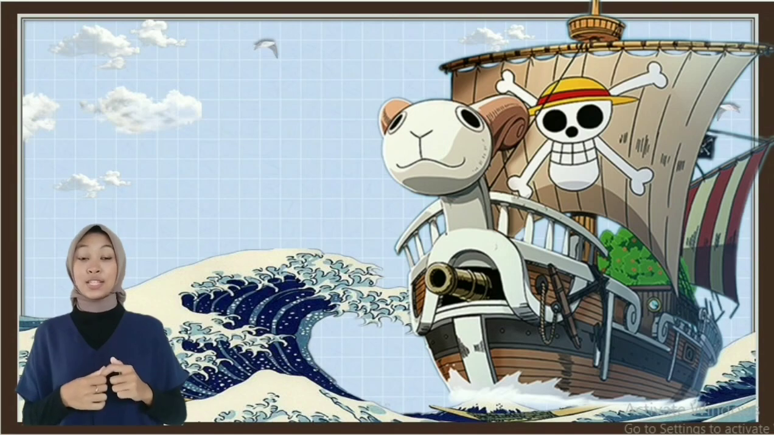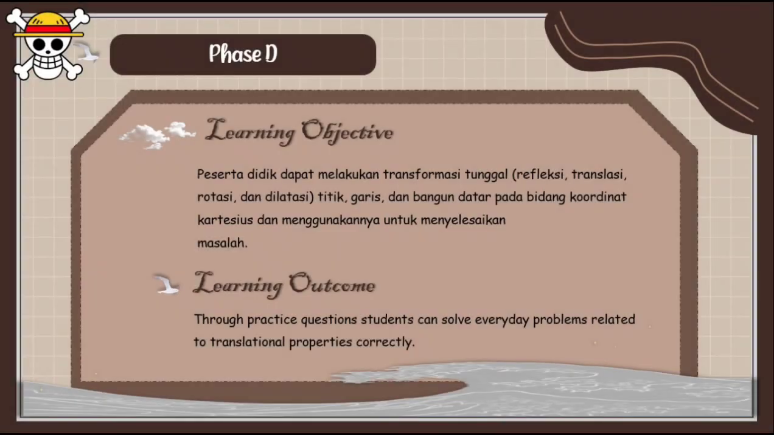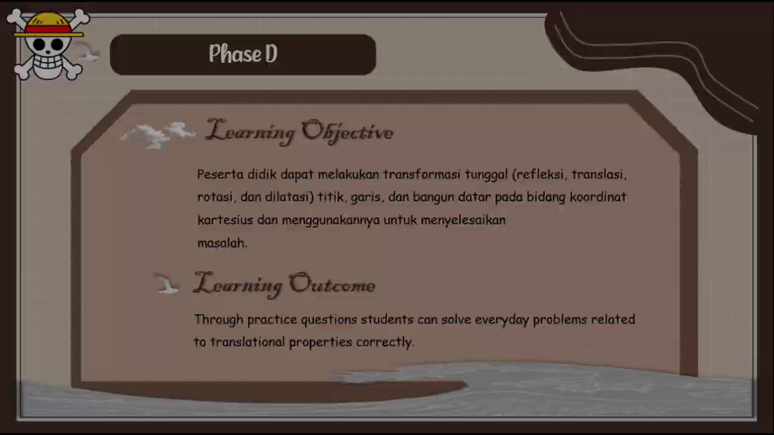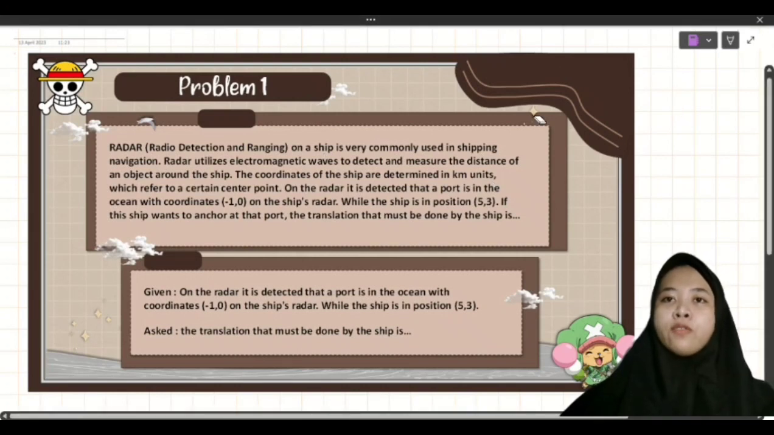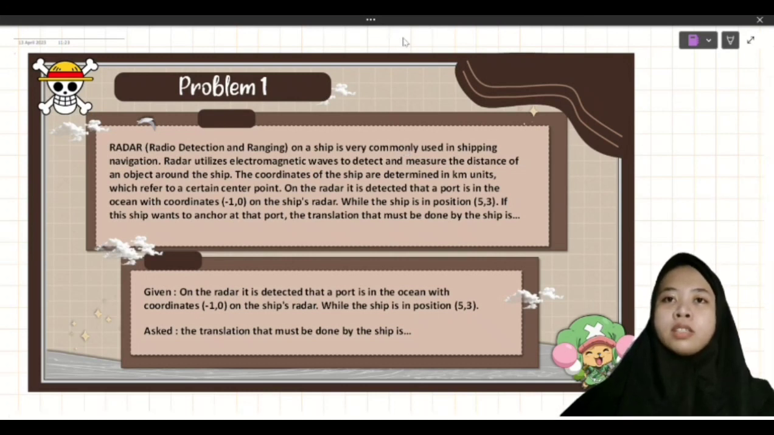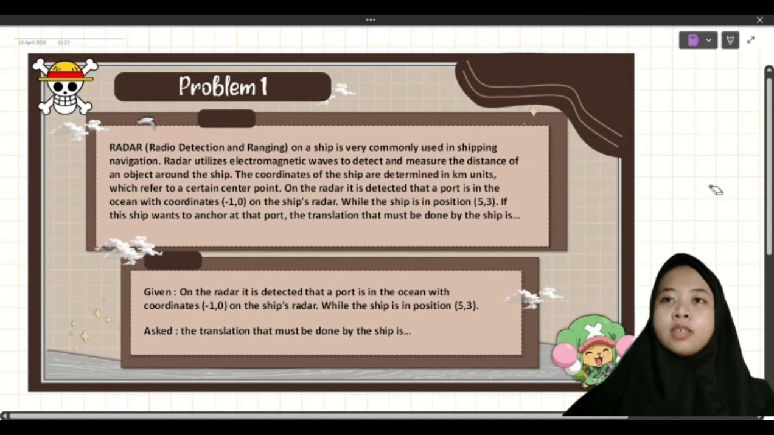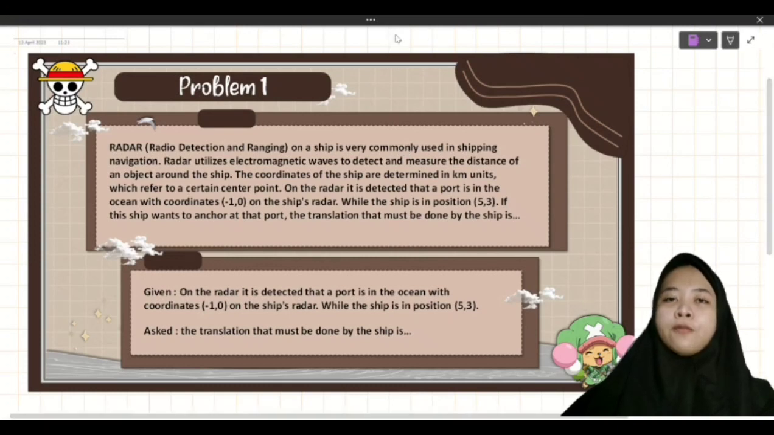So, let's look at an example problem. Radar, or radio detection and ranging, on a ship is very commonly used in shipping navigation. Radar utilizes electromagnetic waves to detect and measure the distance of objects around the ship. The coordinates of the ship are determined in kilometer units, which refer to a certain center point. On the radar, it is detected that the port is in the ocean, with coordinate -1,0, while the ship is in position 5,3.